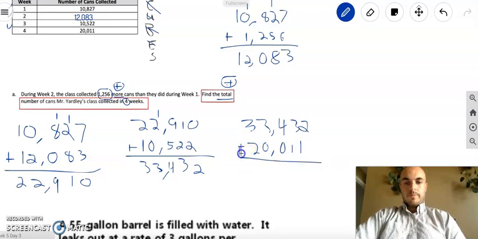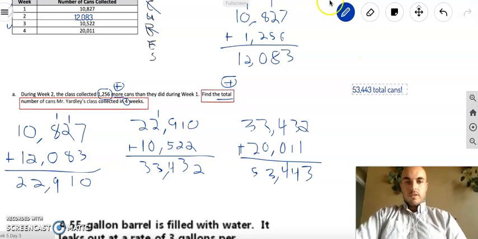Okay. 2 plus 1 is 3. 3 plus 1 is 4. 4 plus 0 is 4. 3 plus 0 is 3. And 3 plus 2 is 5. Okay. So there's our total. So I'm actually going to rewrite our answer here on the side. Let's do it right here, actually. So 53,443 total cans. Circle that. There's our final answer for that.